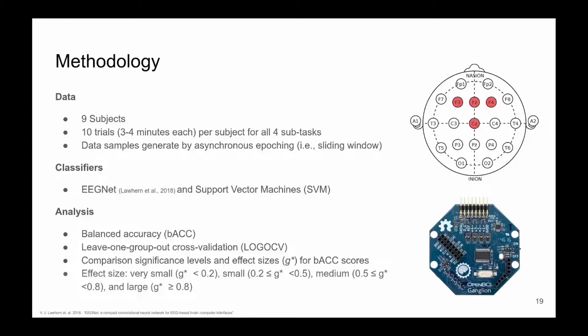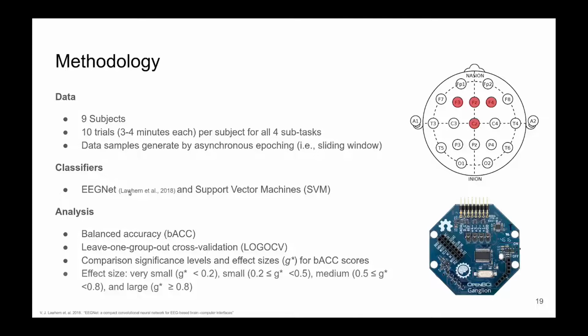We have a total of 9 subjects. There's 10 trials per each subject, and we have four different tasks or subtasks, so roughly 40 trials for each subject. And then furthermore, to analyze this transfer performance and baseline performance, we're using, to start off, EEGNet and support vector machines.